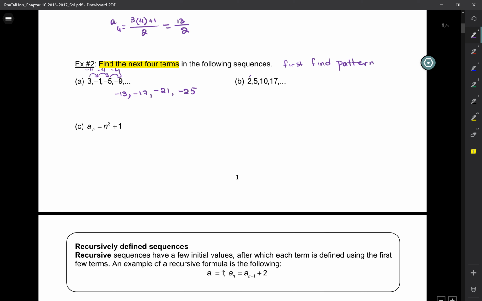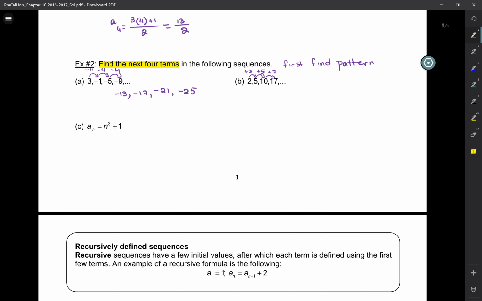Now, what's happening here? Well, how do you go from 2 to 5? Well, it looks like you add 3. How do you go from 5 to 10? It looks like you add 5. Here, you add 7. Oh, look, at each step, you're adding the next odd number.